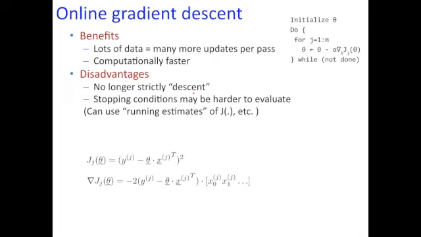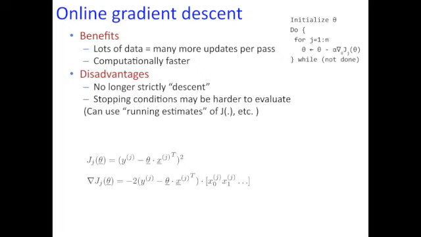The disadvantage is that it's no longer a strictly descent methodology, because your loss function might actually tilt upwards in certain iterations. And also, stop conditions are hard to set. In the batch gradient descent methodology, usually you stop your algorithm by evaluating the batch gradient. If the batch gradient is sufficiently close to 0, then you stop. In this case it's harder, because your gradient is calculated based on individual samples, and that's not a true gradient. So you cannot stop your algorithm based on this type of gradient.